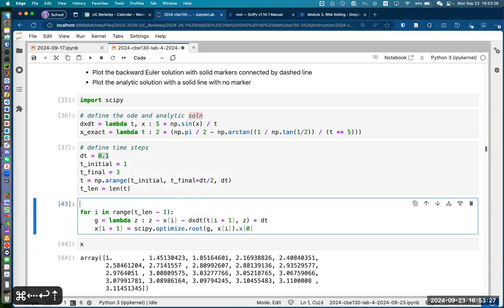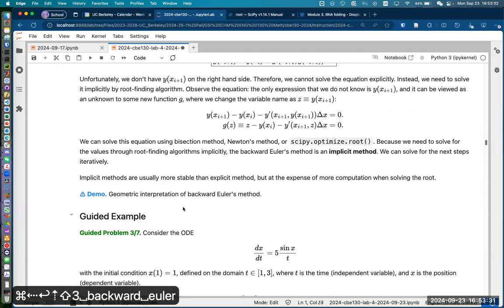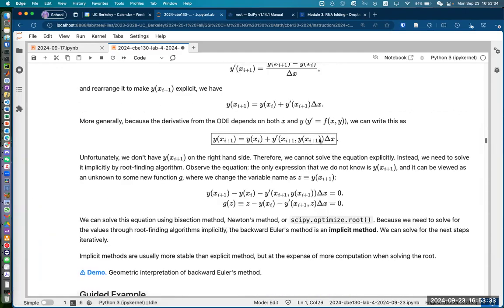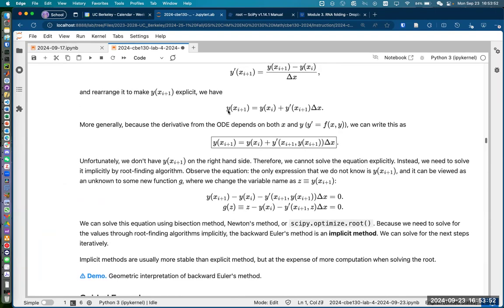And then in the backward Euler method, because we do not know the y prime at I+1 location, we have made this problem into a root finding problem here. So we make this part unknown as z. So we want to solve for z. And z is exactly what we're looking for, y of x I+1.